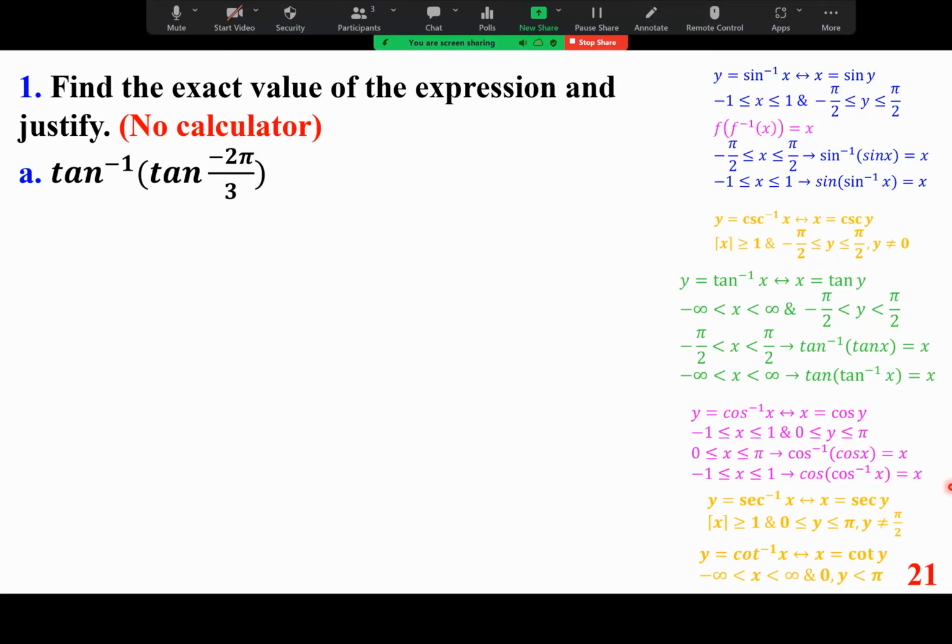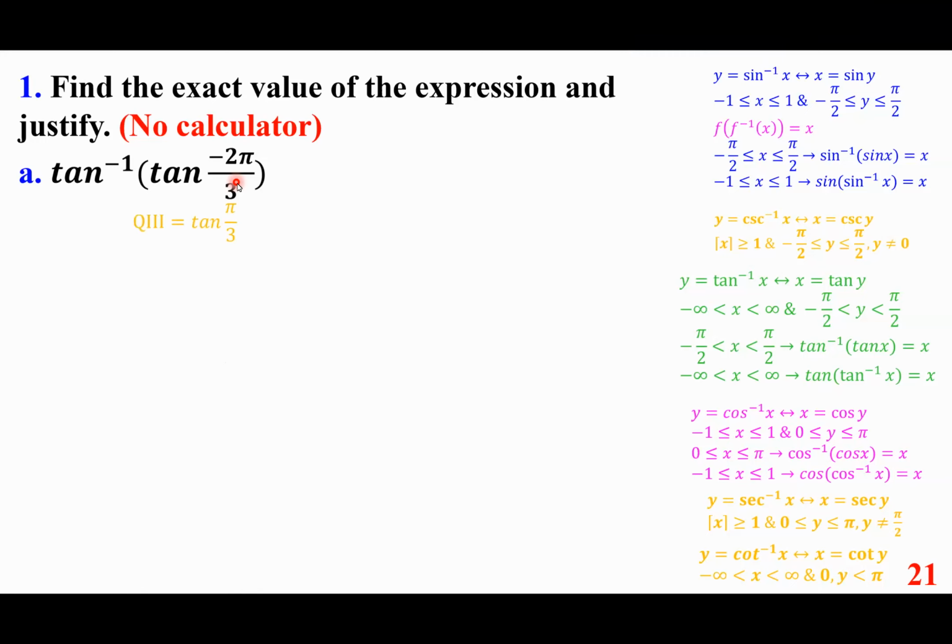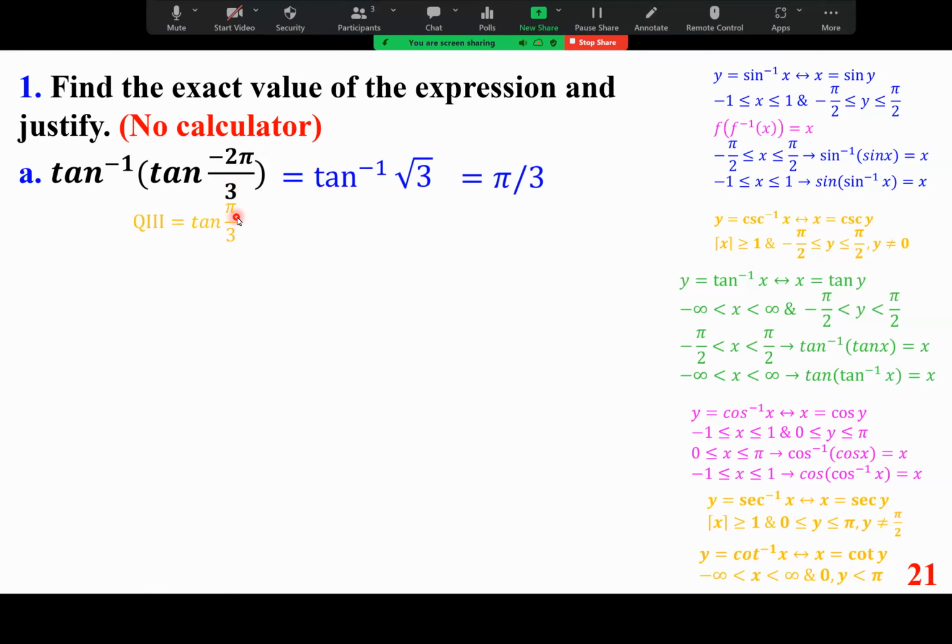So with that being the case, negative 2 pi over 3 puts us in the third quadrant, and it becomes the same as tan of pi over 3, because in the third quadrant, tangent is positive. And tan of pi over 3, we know it to be square root of 3. So we want tan inverse of square root of 3, and therefore the answer is pi over 3. Again, understanding the inverse functions.